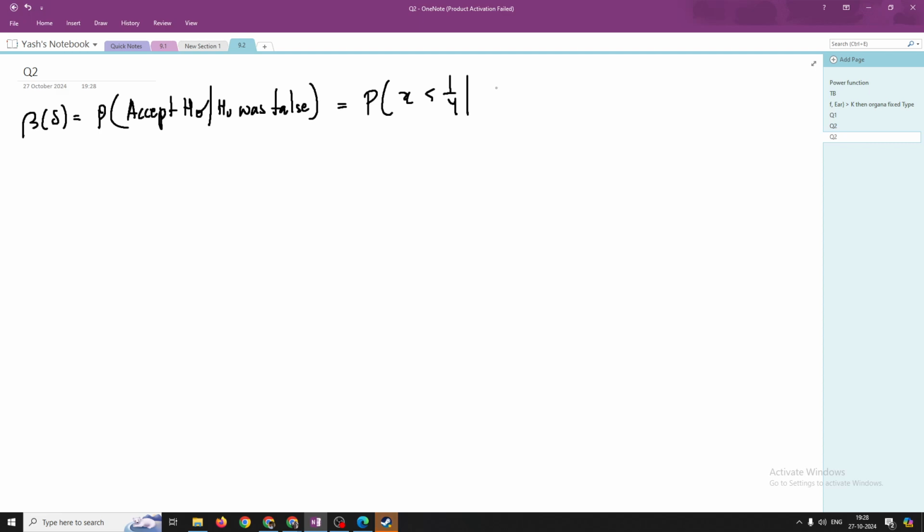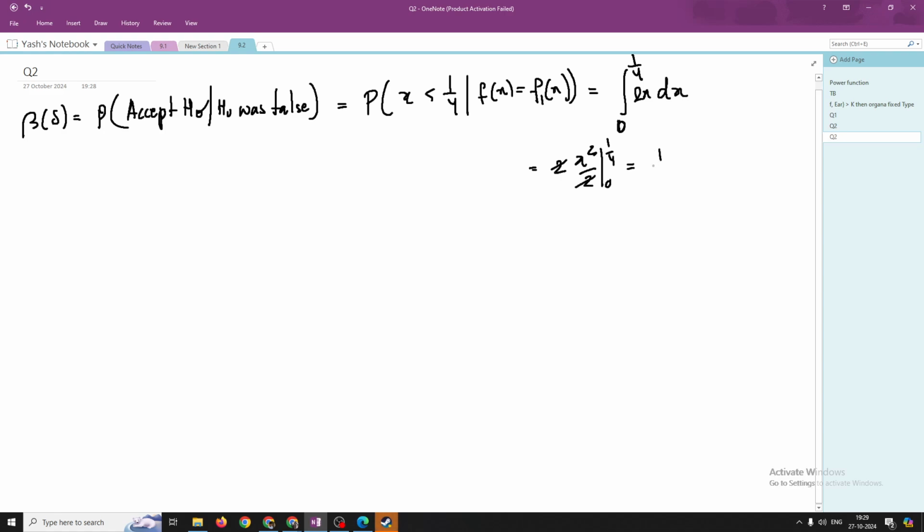It means that H1 was correct, which is f of x is given by f1 of x, and this probability is the integral from 0 to 1 by 4 of 2x dx, because anything less than 0 has zero density. So this is 2x square by 2 from 0 to 1 by 4, the 2 cancels out, and this is just 1 by 16.